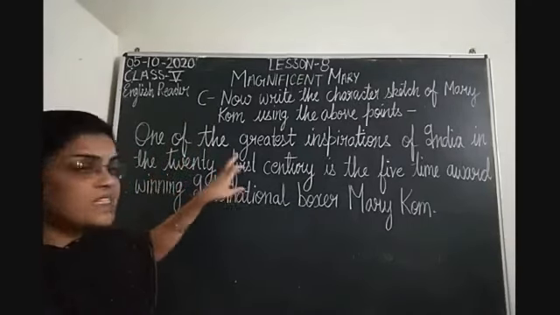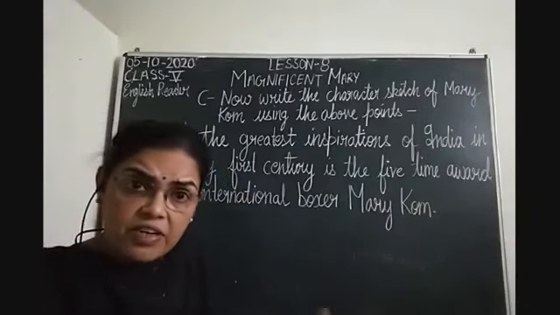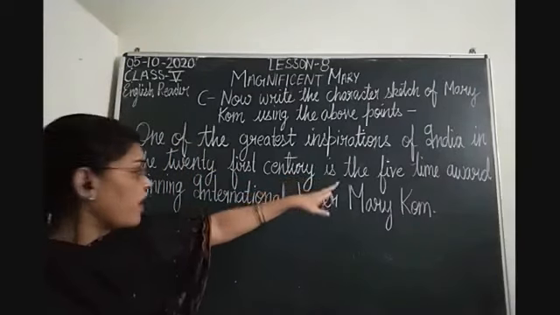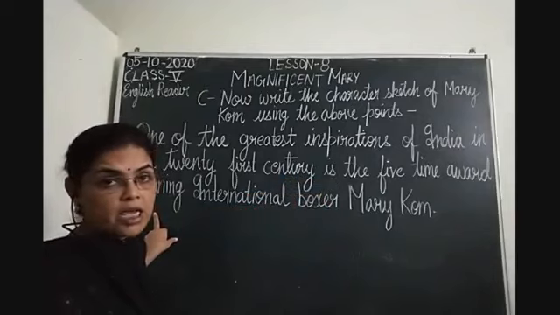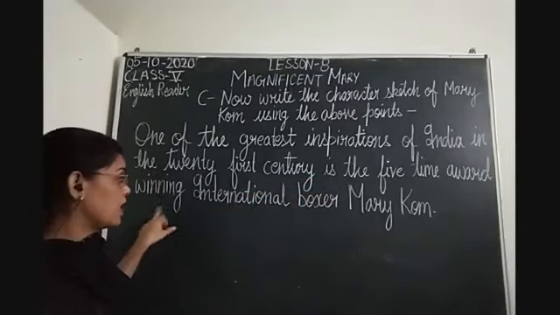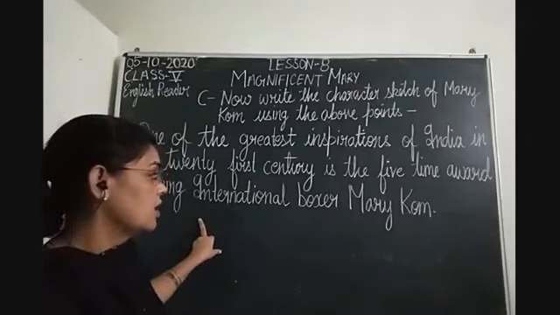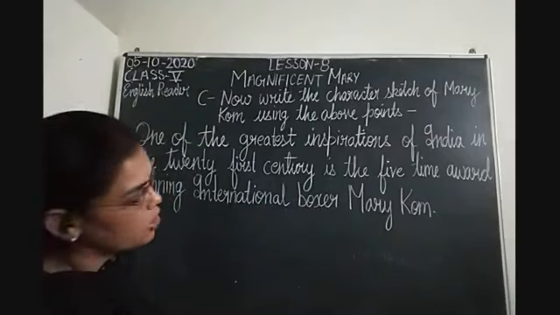In the 21st century. And Mary Kom, when is her achievement, beta? Everything in this 21st century. Is the 5-time award winning international boxer. And she won awards not once or twice, beta, but 5 times. That also on international level, and that is the international boxer Mary Kom.